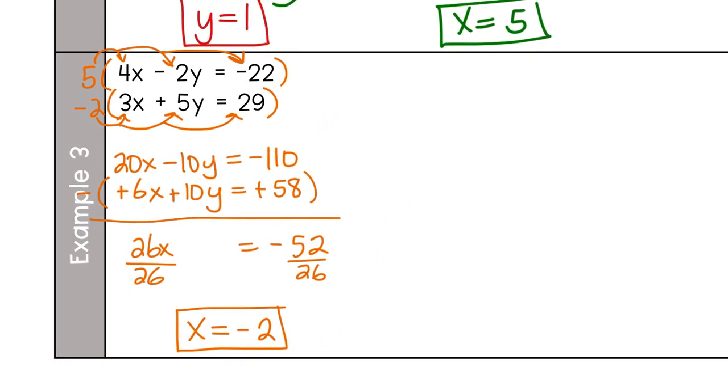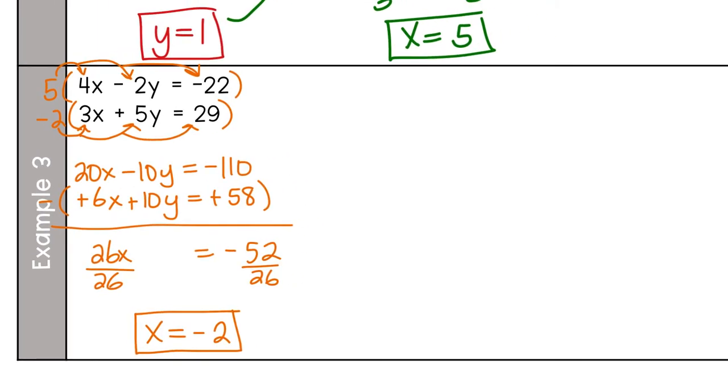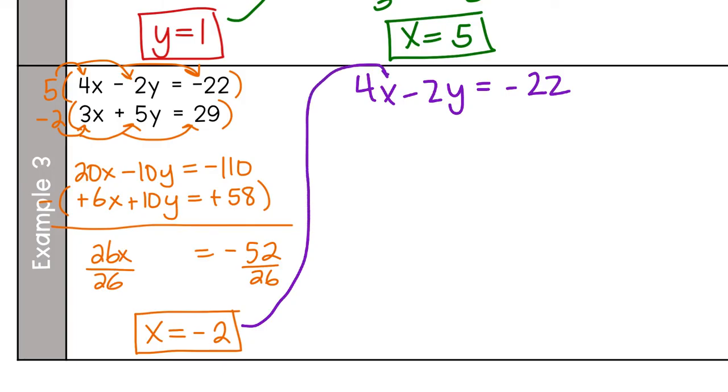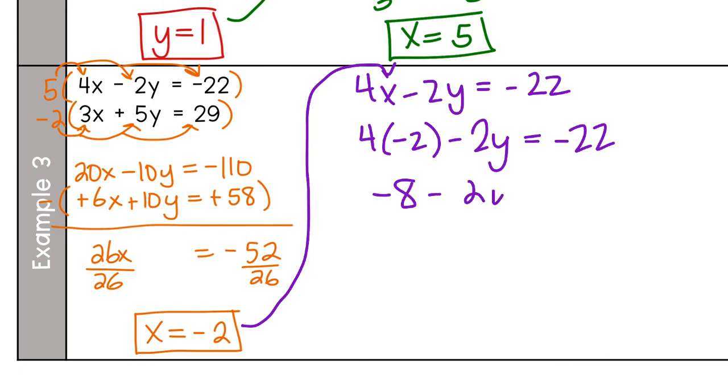Okay, but that is only the x value. I still need to go back and find the y. So I'm going to go to my first equation, 4x minus 2y equals negative 22. But for x, I'm going to plug in the negative 2 that we just found. So it's going to be 4 times negative 2 minus 2y equals negative 22. 4 times negative 2 is negative 8 minus 2y equals negative 22.